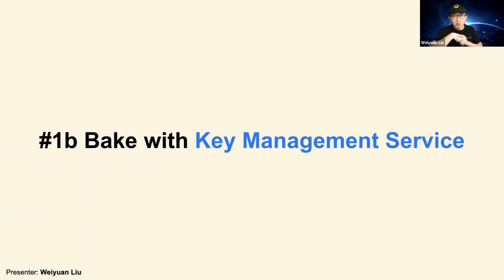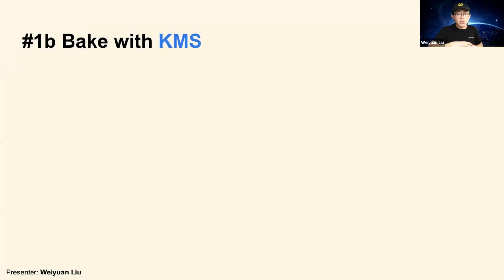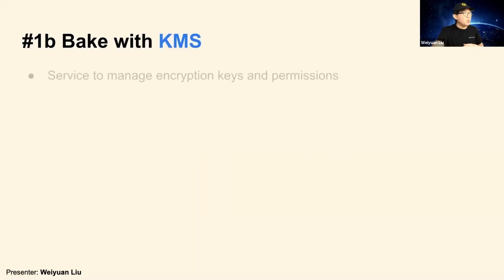Okay, so let's try to look at improving this method. If you want to bake secrets into our images, is there a way to secure the access to it, such that people who have access to the Docker images can't view these secrets? Okay, so you can use a tool called the Key Management Service to do that. KMS is essentially a service for managing encryption keys, as well as permissions to encrypt as well as to decrypt files.